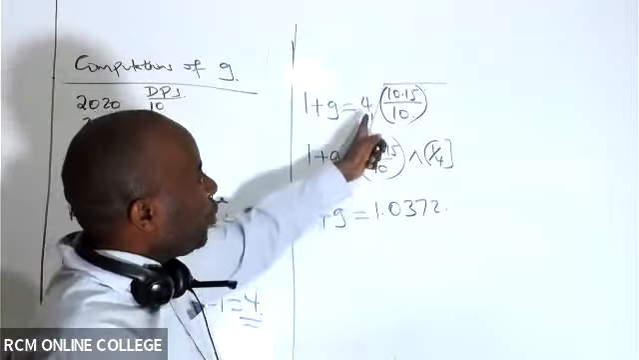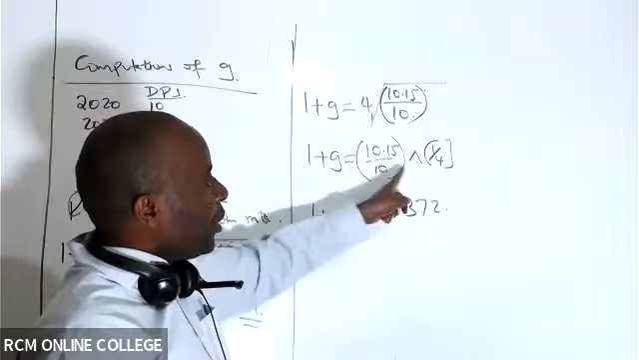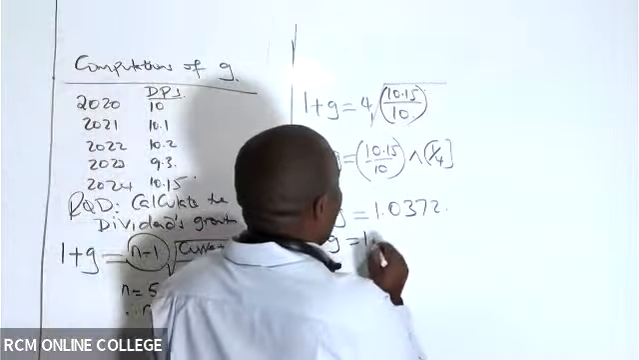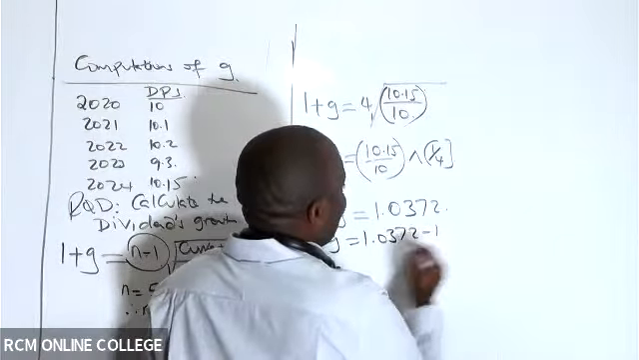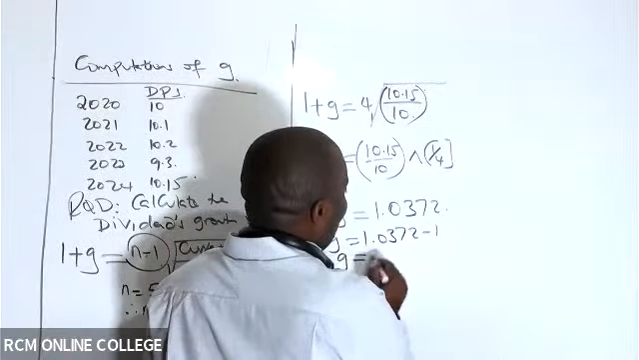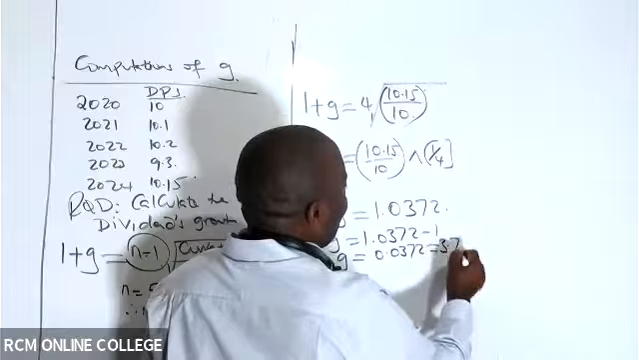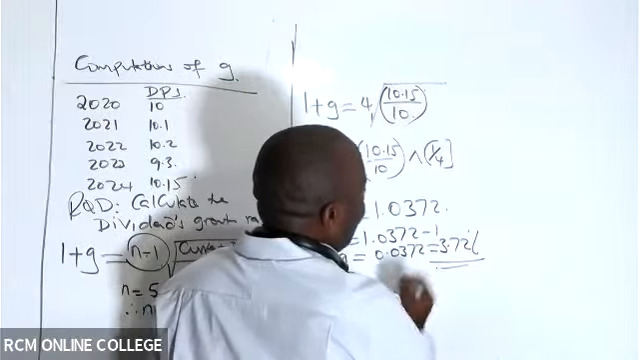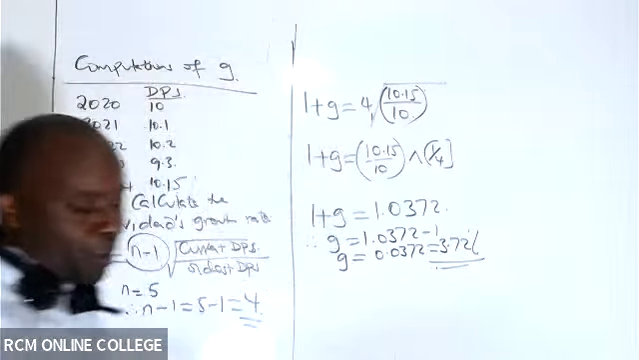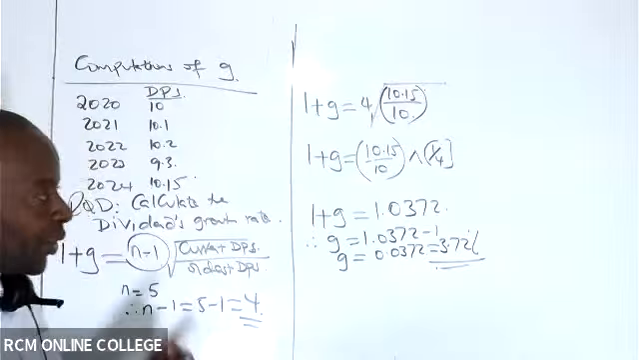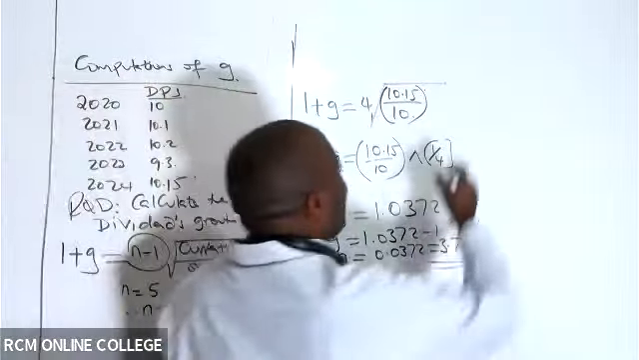When they tell you 10 through here, then you know very well it will be raised to 1 over 10. So therefore, my G will be 1.0372 minus 1. So my G will be equal to 0.0372, which will be the same as 3.72 percent. 3.72%.